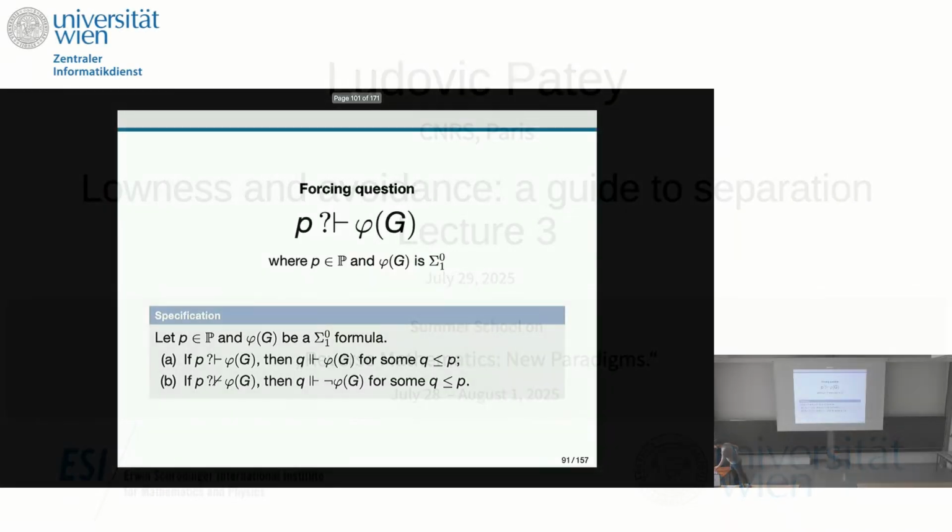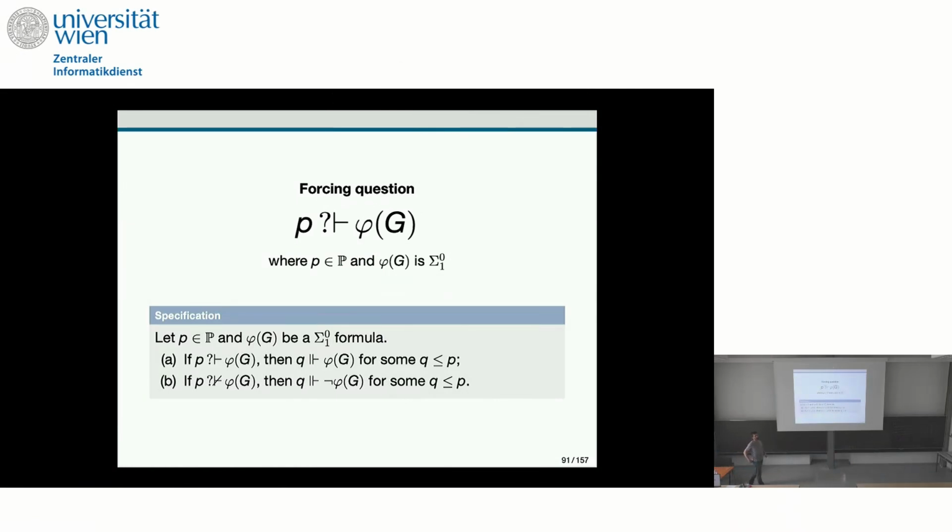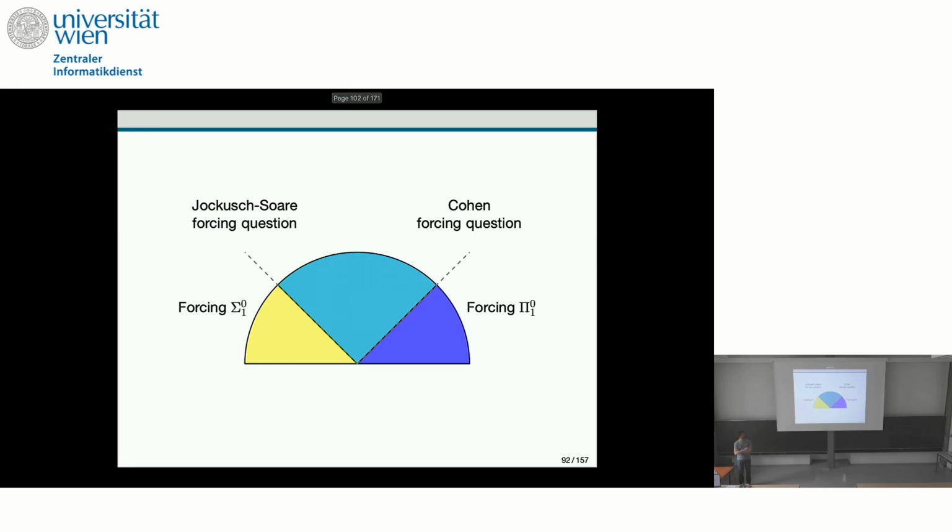Last time, we saw the concept of forcing question for a given notion of forcing, which has the following specification. Given a formula, if it answers yes, then there exists an extension which forces the formula in the natural sense. And if it answers no, then there exists an extension which forces the negation of the formula.